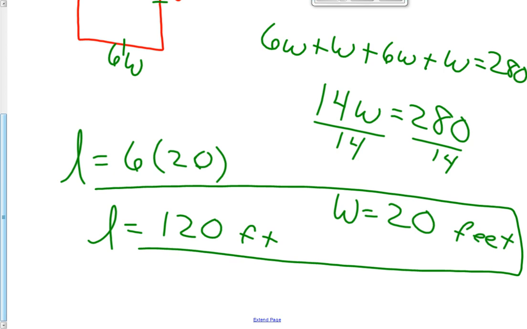And that is the correct answer for this question. Let me know if you have any questions on that or any questions on polygons when you get to class tomorrow.